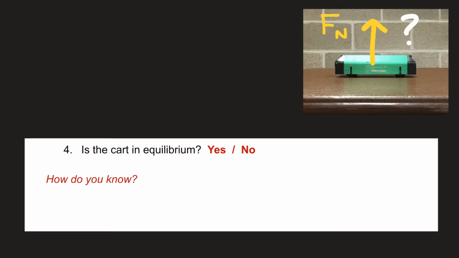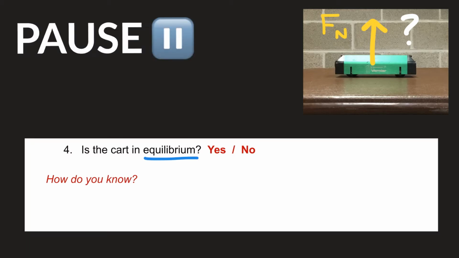Here's our cart sitting on the table, and we know the normal force points straight up. To figure out how many newtons that is, we need to answer this question right here. Is the cart in equilibrium? Yes or no? I want you to pause, answer that, and tell me how you know that it's in equilibrium.